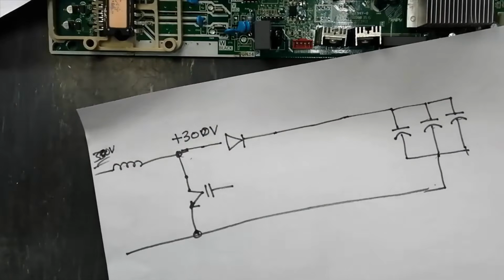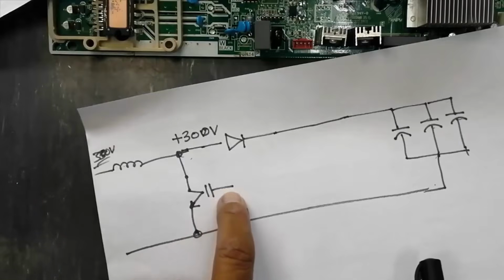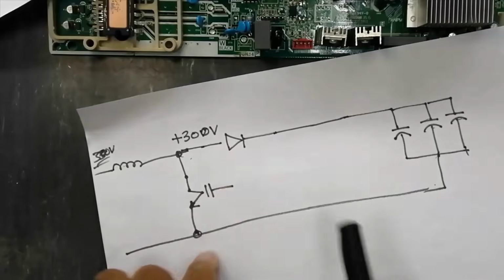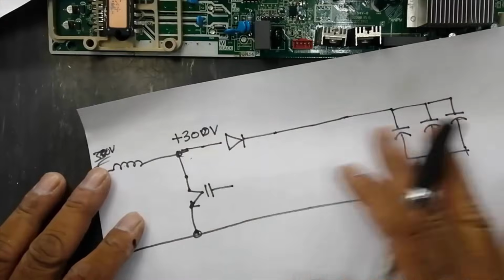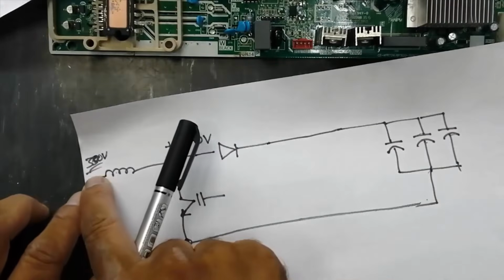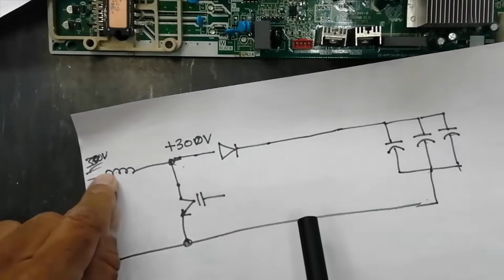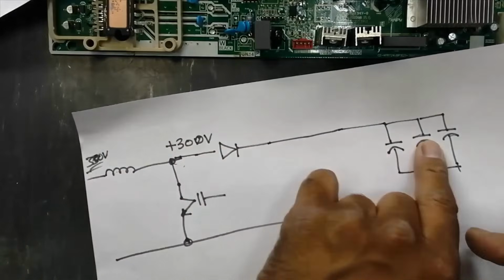We say we are taking 300 volts. When there is no signal at the base, there is no drive pulse, it will do nothing. The voltage coming from the bridge rectifier will pass directly to these capacitors.